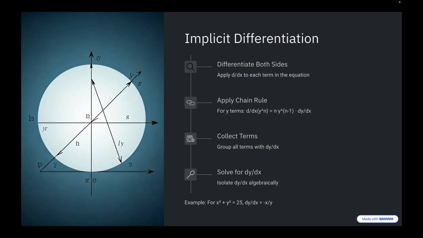Now, for the y terms, we'll have to apply the chain rule, which is shown right over here. D over dx of y to the nth power is equal to n times y to the n minus 1 power times dy over dx. Now, what we have to do is put all the terms which have dy over dx on one side, because that's what we're ultimately trying to solve for. Then we can isolate it algebraically just like we would do any other variable or function. So on the bottom, it's a quick example. If you want to try figuring it out on your own, that would be a good challenge.